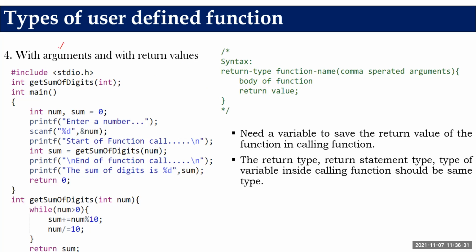With argument means input will be taken care of by whom? The calling function will take care of the input. Okay. With return value, output will also be taken care of by whom? The calling function. It is the opposite of the first category.